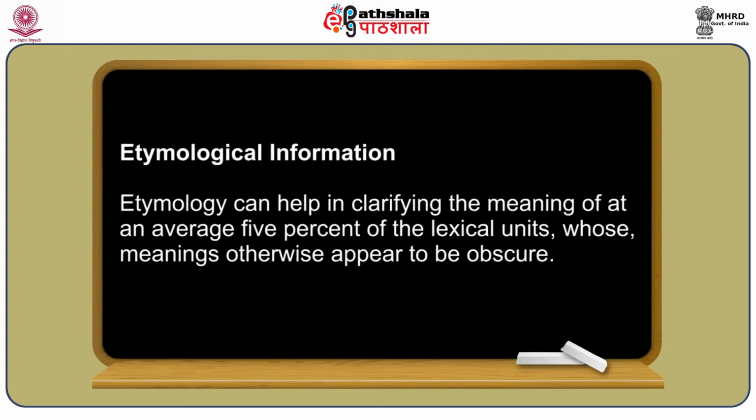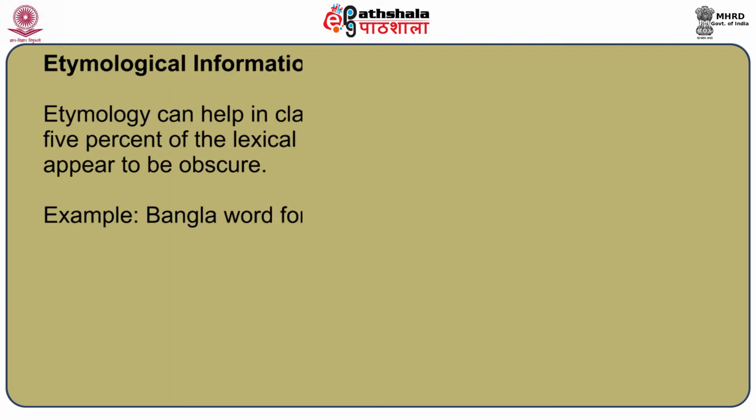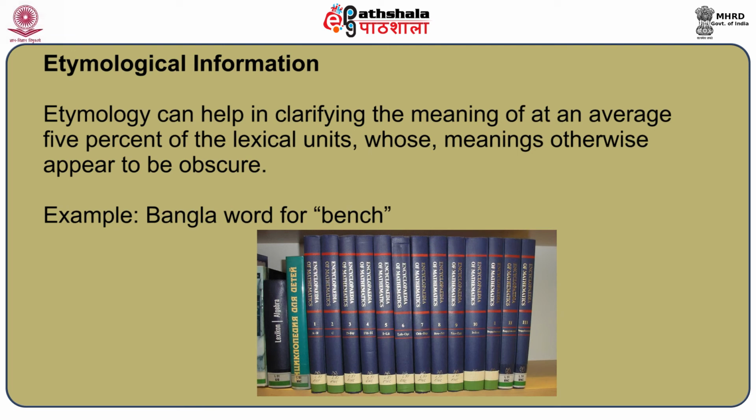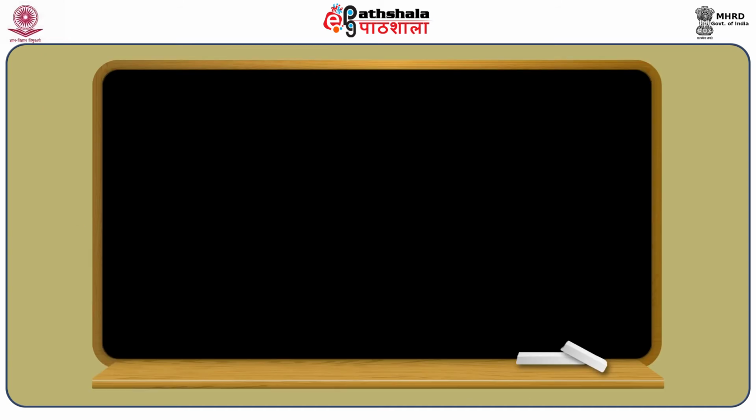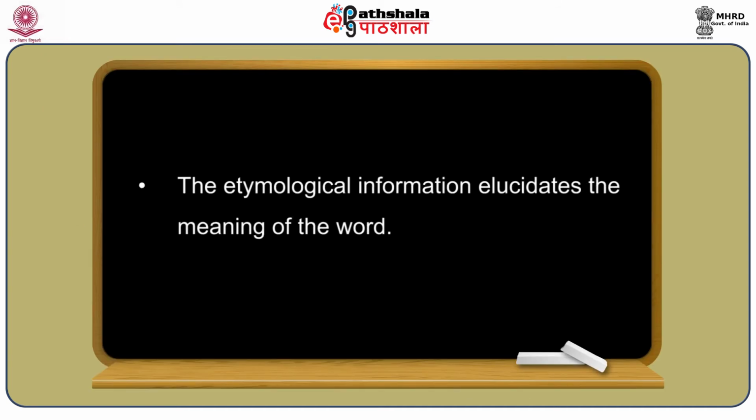Etymological information. Etymology can help in clarifying the meaning of, on an average, 5% of the lexical units whose meanings otherwise appear to be obscure to the users. For example, the Bangla word benchy is derived from the English word bench. Etymological information elucidates the meaning of the word.